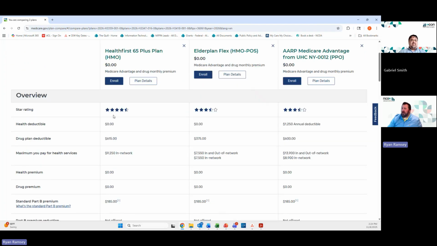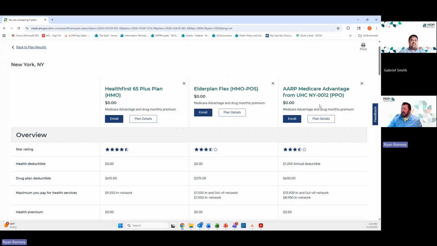But we'll take a look right here, and you can see that past just that information, they've got places where you can go and select to view that plan's details a little bit further.